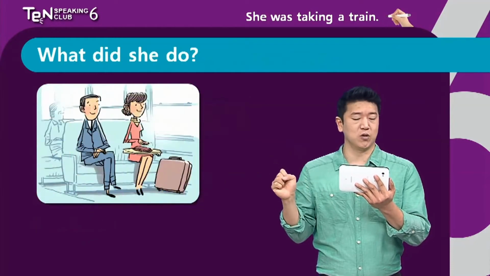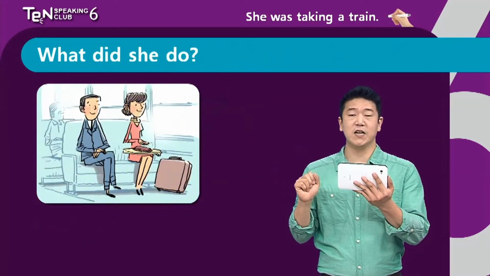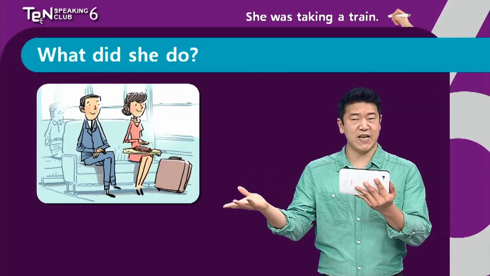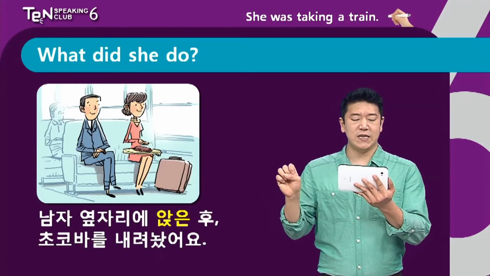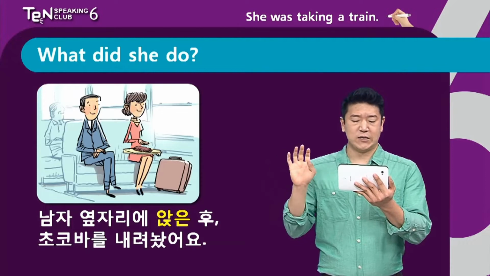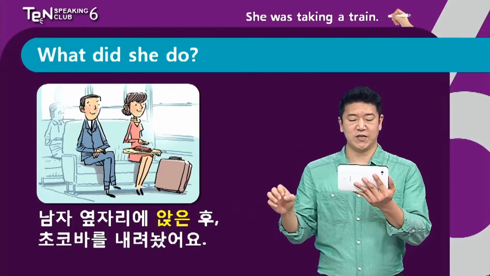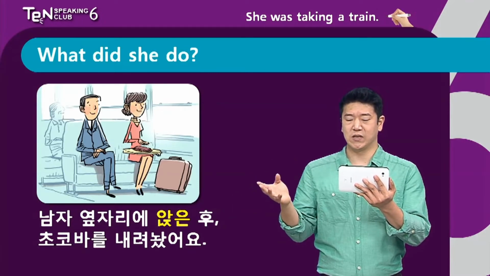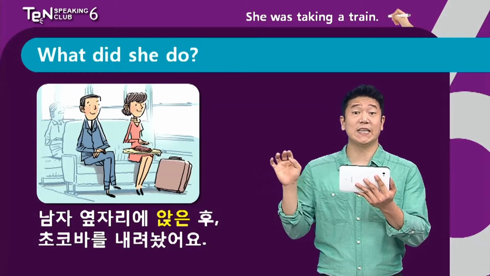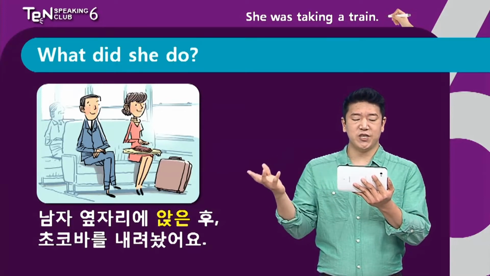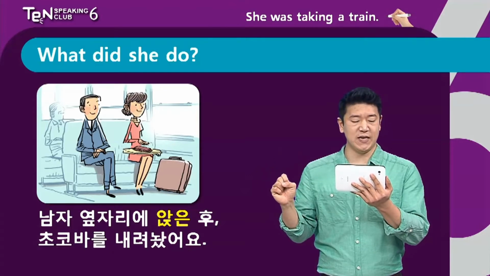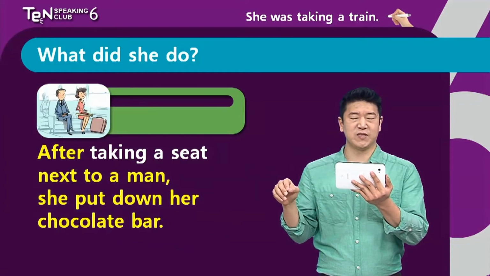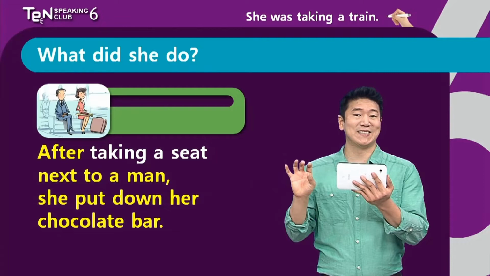So what did she do? 크리스티나가 뭘 했죠? If you look at the picture, you can see, what did she do? She sat down. So how do we say this in Korean? 한 남자의 옆자리에 앉은 후에 초코바를 내려놨어요. Okay, so 자리에 앉다. 자리에 앉다는 뭐라고 했었죠? We said take a seat, right? Take a seat. Okay, so what did she do? After taking a seat next to a man, she put down her chocolate bar. 자리에 앉다, take a seat.